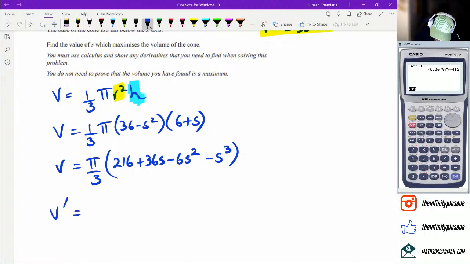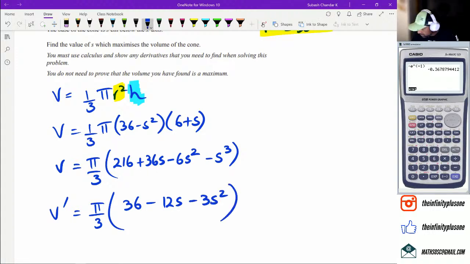So when we differentiate this, we're still going to have pi over 3 as a constant, so I'm just going to leave it outside for now. I'm going to end up with 36 minus 12s minus 3s squared.